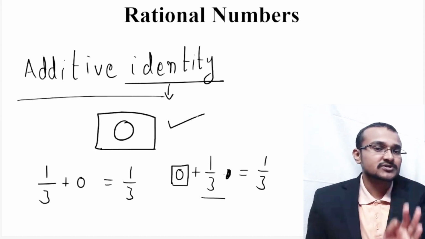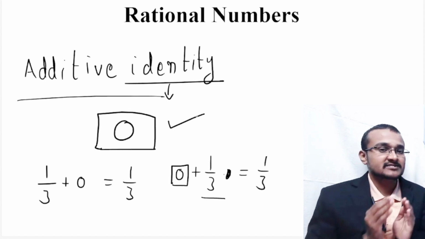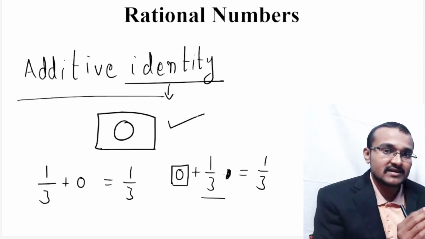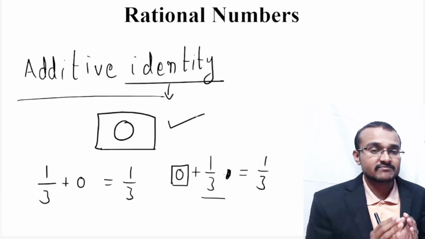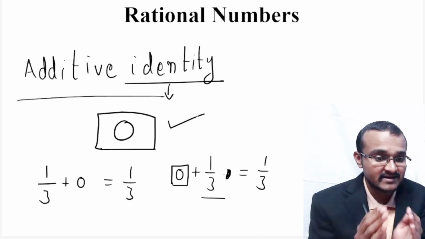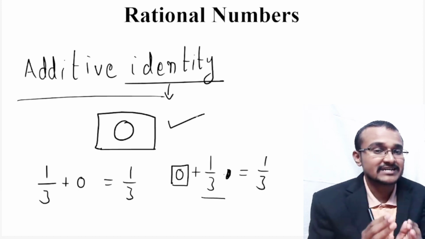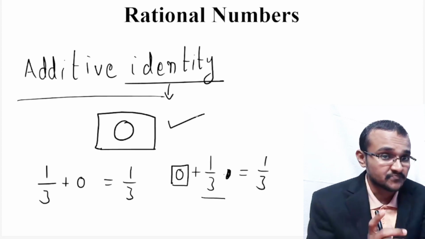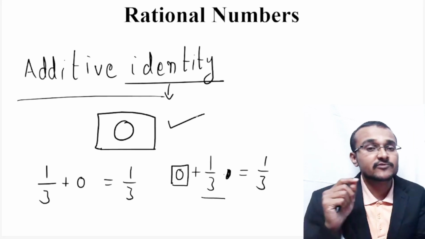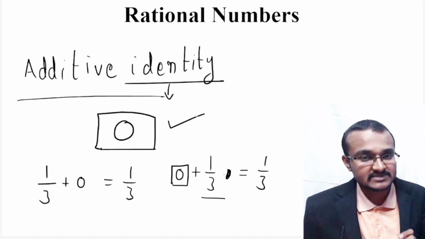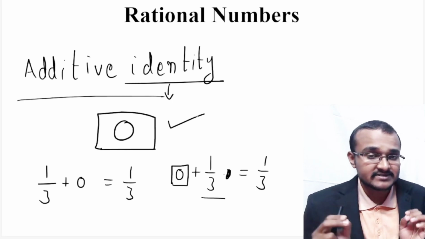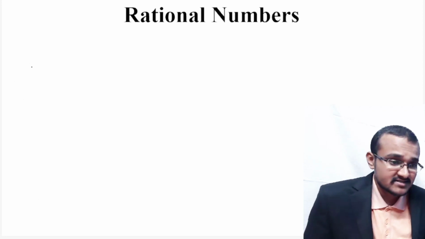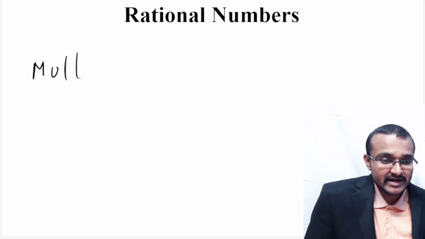So if 0 is the additive identity, when you add 0 to any rational number, you will get the same answer. Such numbers are known as additive identity, and for rational numbers, the additive identity is 0. Even for whole numbers, integers, and natural numbers as well, the additive identity is 0. Now let us discuss what is multiplicative identity.